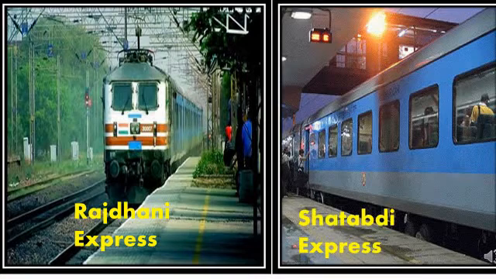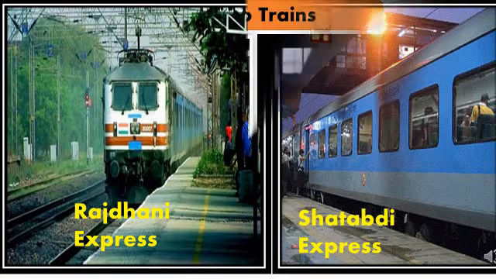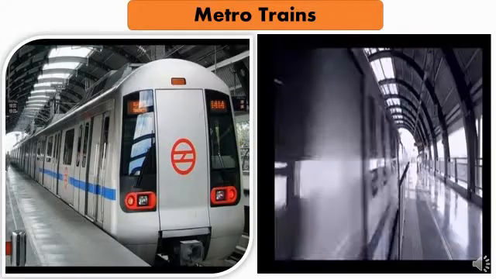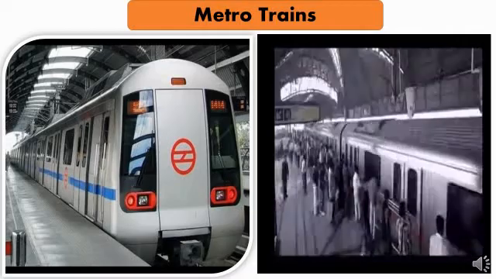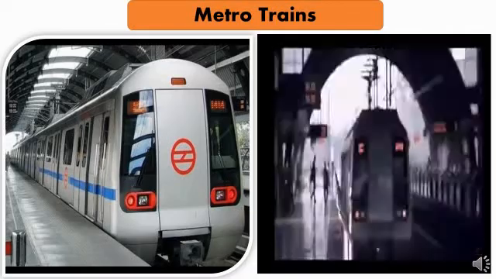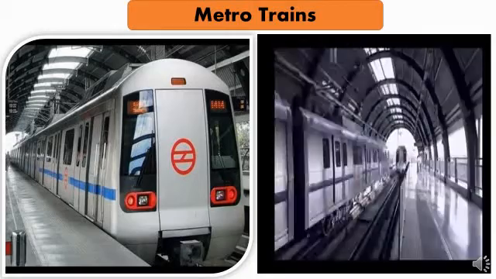Cities like Delhi, Mumbai, Chennai and Kolkata are well connected by superfast trains such as Rajdhani Express and Shatabdi Express. It travels at a speed of 120 to 130 kilometers per hour. In some cities, there are metro trains. These trains move on elevated or underground tracks. Mumbai has a well-connected network of local trains.